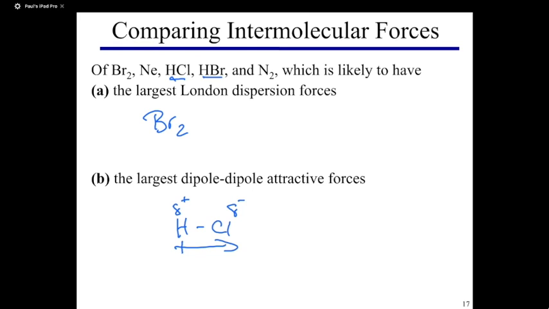Is there any other force that I can have? Can I have ion dipole interactions in that grouping? No, why? You don't have any ions. Okay. Can I have a hydrogen bond? No. I have hydrogens, but what else do you need? N, O, or F to have a hydrogen bond. I don't have any of those atoms.